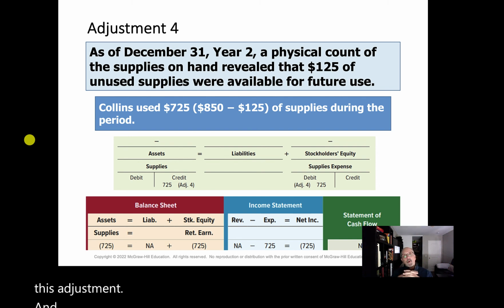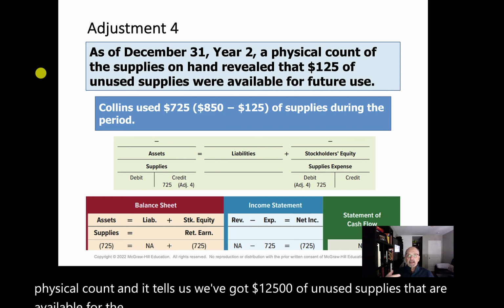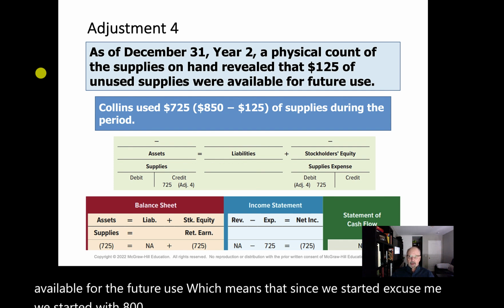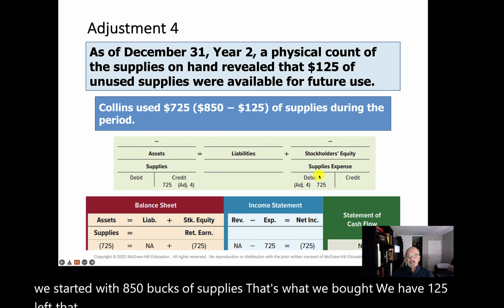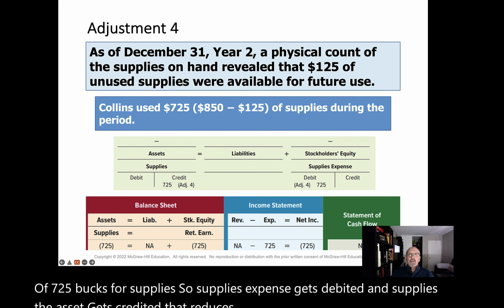And adjustment number 4 is the supplies account. So we do a physical count, and it tells us we've got $125 of unused supplies that are available for future use, which means that since we started with $850 of supplies, that's what we bought, and we have 125 left, that leaves us with an expense of $725 for supplies. So supplies expense gets debited, and supplies, the asset, gets credited. That reduces it down to the current balance of $125.